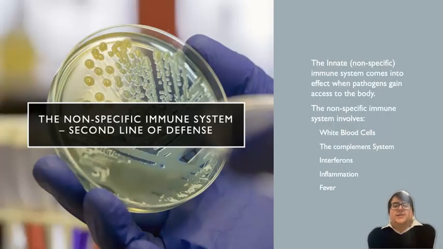So the innate immune system we also sometimes refer to as the non-specific immune system, and it comes into effect whenever any pathogens come into our body or gain access to the body. It involves non-specific immune responses such as white blood cells, the complement system, interferons, inflammation, and fever. And as you can probably expect, we're going to talk about all of these independently.